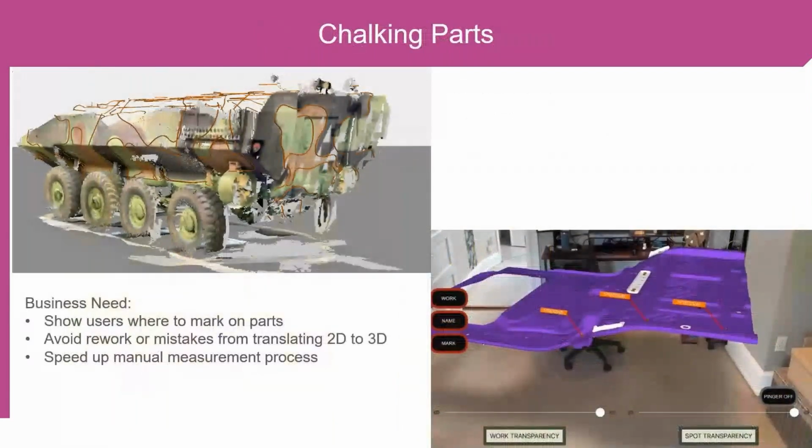This is a use case that I didn't know was needed until customers brought it to me. But chalking up parts, doing mock-ups on parts before you drill a hole or before you paint it, is really time-consuming, and it's manual, and there's not an easy way to automate that. And so I've seen two different customers use this. One on the top, chalking up a vehicle for paint marks.